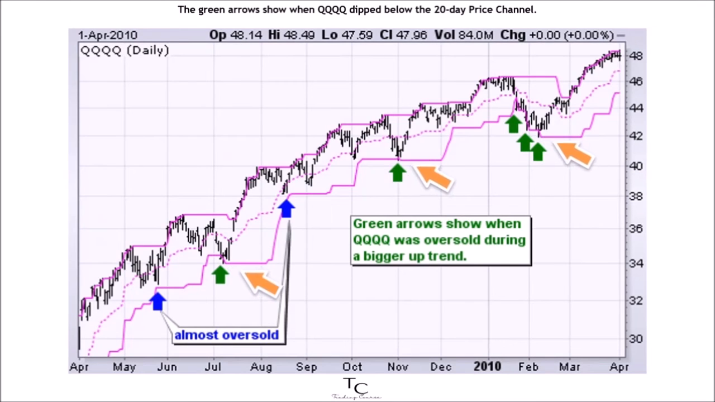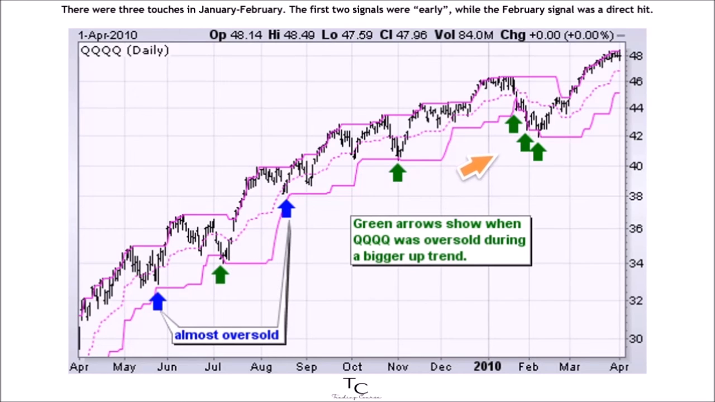The green arrows show when QQQQ dipped below the 20-day price channel. There were two good signals in early July and early November. There were 3 touches in January to February. The first 2 signals were early, while the February signal was a direct hit.